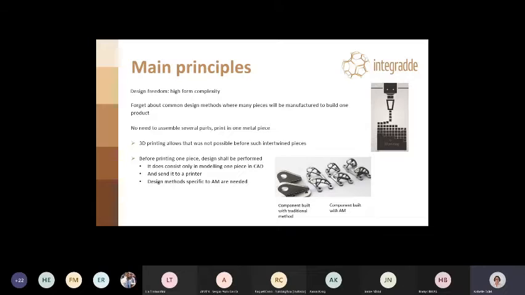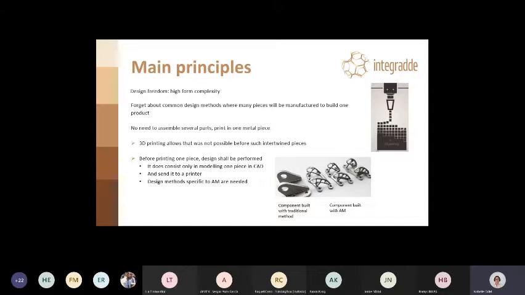So the design is quite free. We have the feeling that the design is quite free with additive manufacturing. We can go to very complex shapes. When we design a piece, we have to forget everything about common design methods where many pieces have to be manufactured to build only one product. There is no need to assemble several parts, as everything can be printed in only one metal piece. 3D printing allows what was not possible before, such as, for example, intertwined pieces.